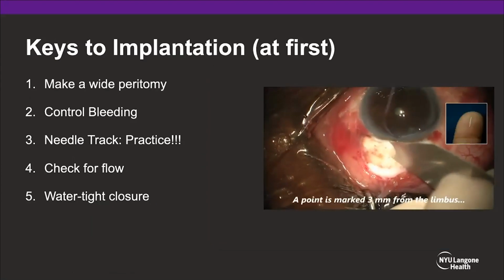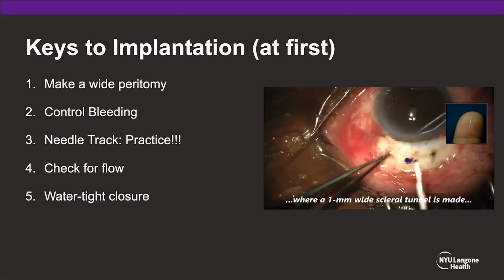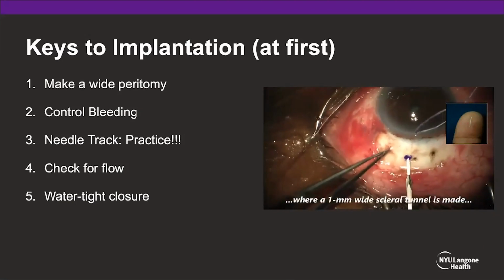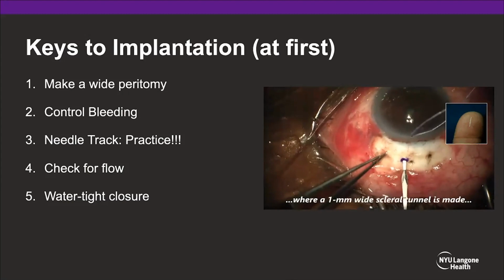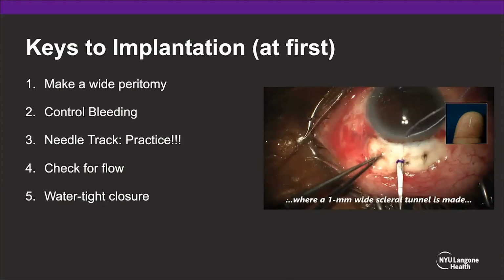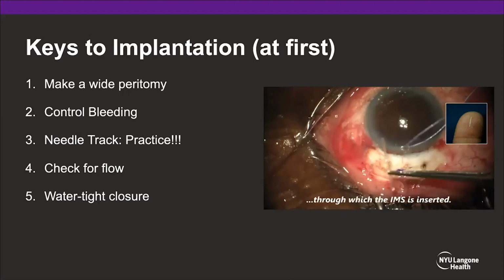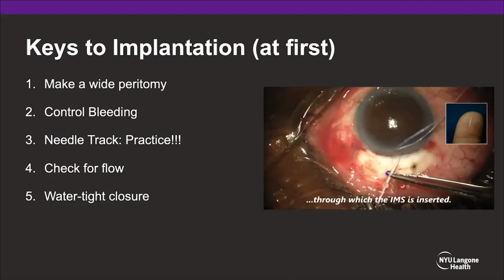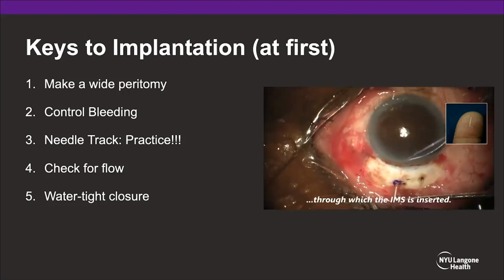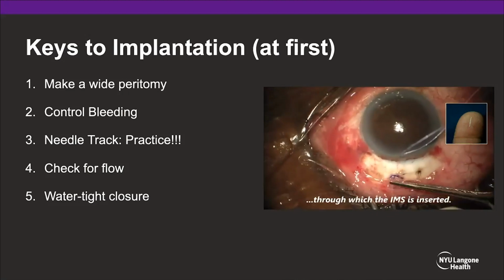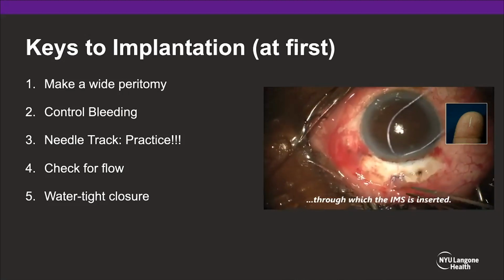So in terms of the keys to implantation, I say at first, because you can vary the technique once you've done many of these, but I think at first, here are 5 important keys. First is make a wide peritomy. It just gives you a lot of room to work, especially when you haven't implanted the device. You want to be able to get back as far as you need to make that needle track into the eye, which you're seeing here in the video.